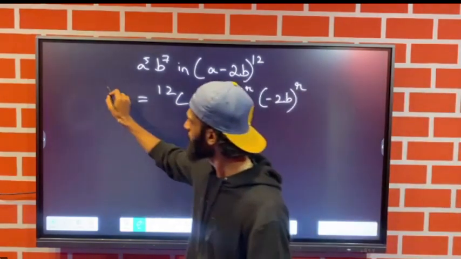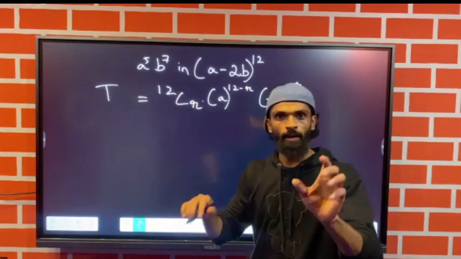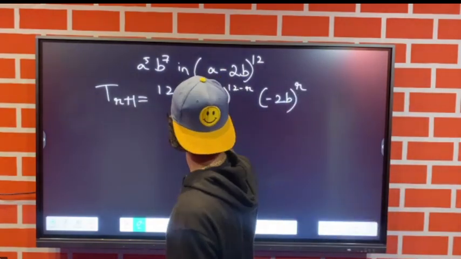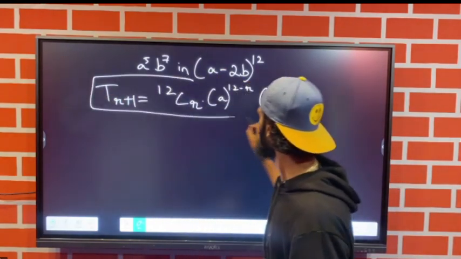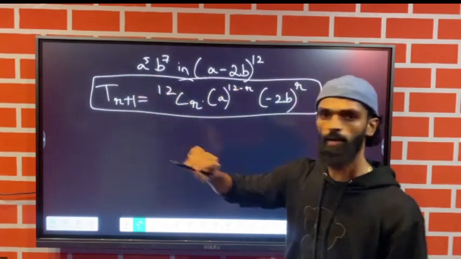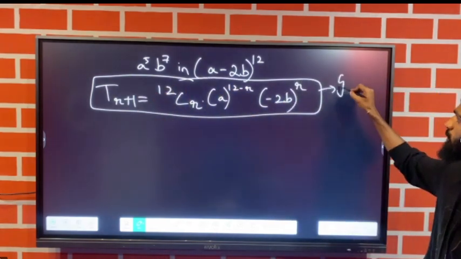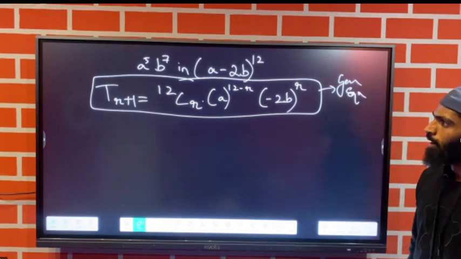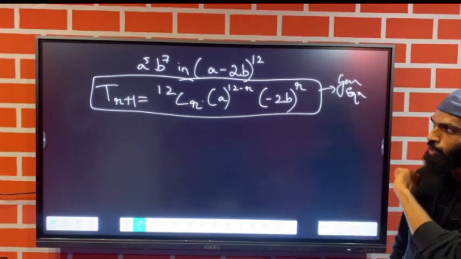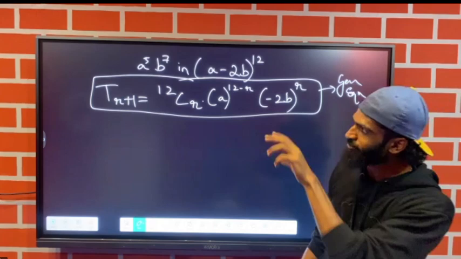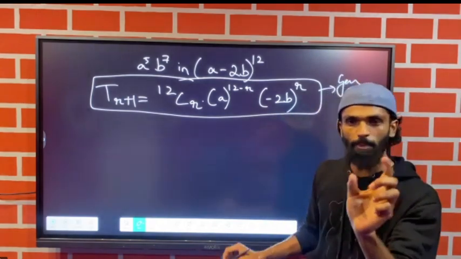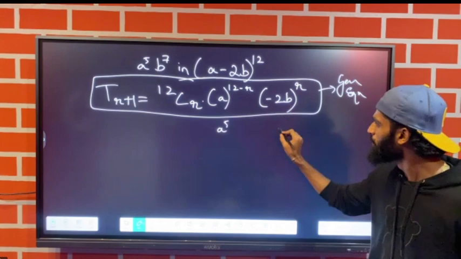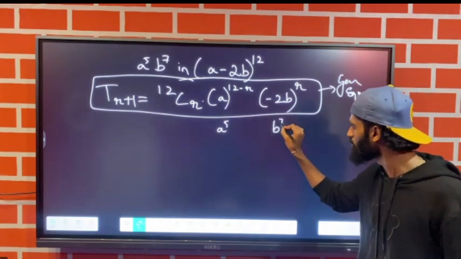Left hand side becomes T. What is the logic I told you? How many terms are there? Plus 1. R plus 1. That's my general equation. Now what to do? I'm supposed to find the value of R using the question. Question has A to the power 5 and B to the power 7. Carefully place them. A to the power 5 below A itself, B to the power 7 below B itself.